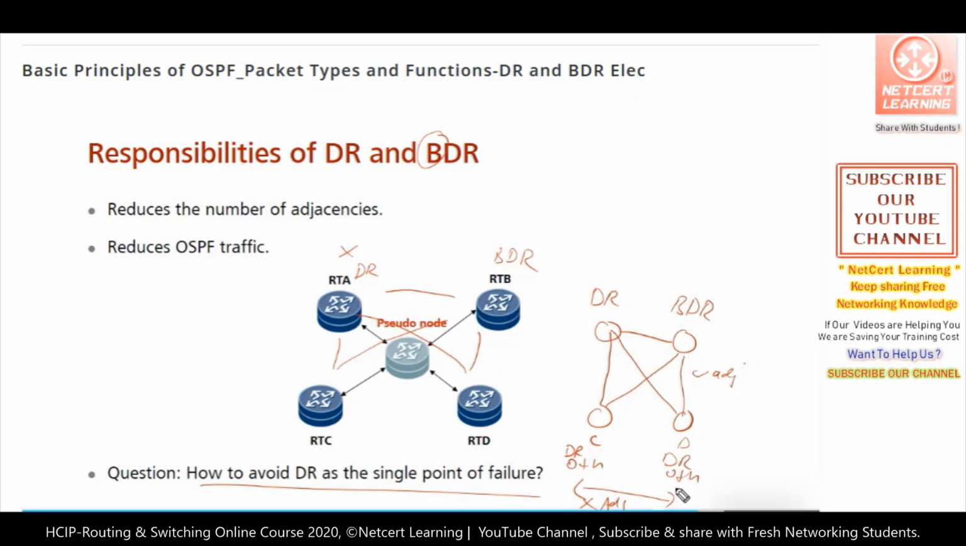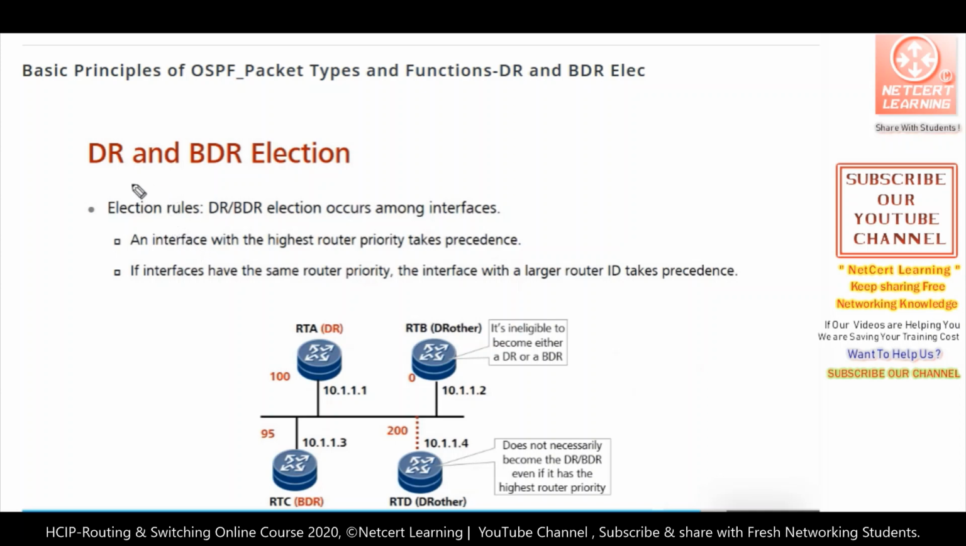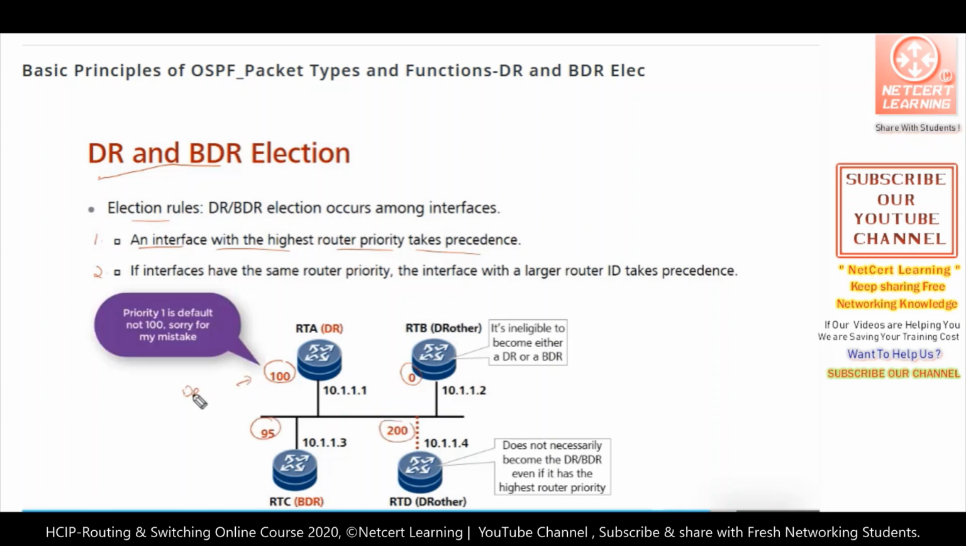So let's look into this in more detail on how to select a DR and BDR. Now let's look into the DR and BDR election. The election will follow these two rules. The first one is that the interface with the highest router priority will take precedence. In this diagram, we have the 4 routers as in the earlier topology. This number indicates the priority.